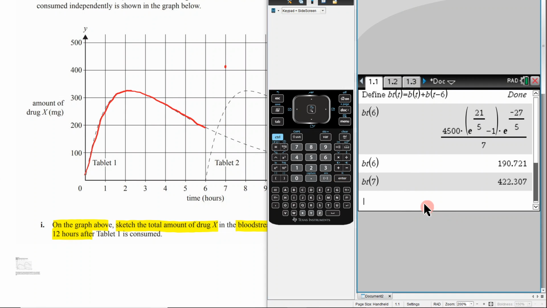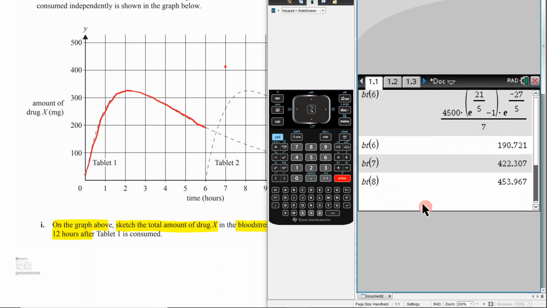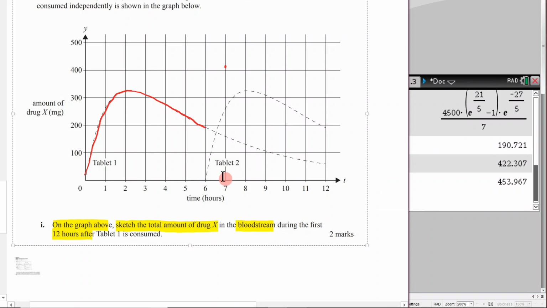Then I will go to B of T of 8. Control Enter, 453. So 8 is going to be 453. So it's going to be around here.